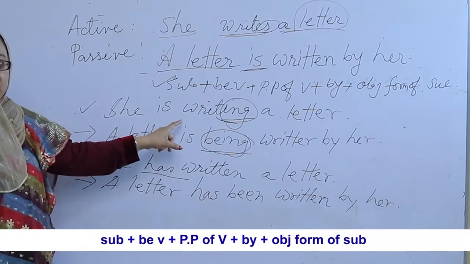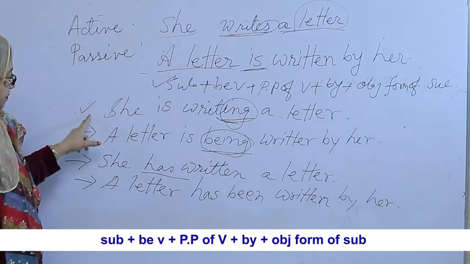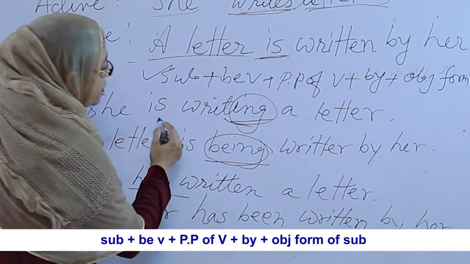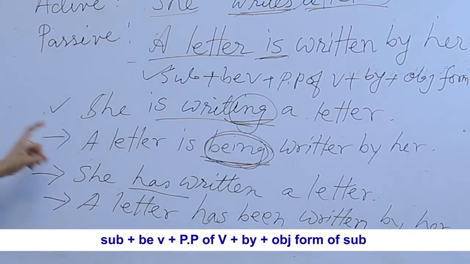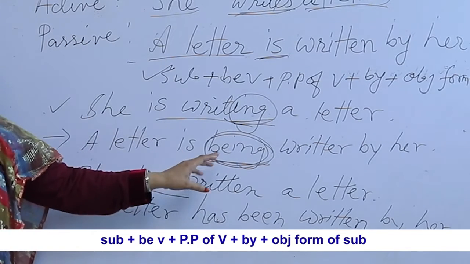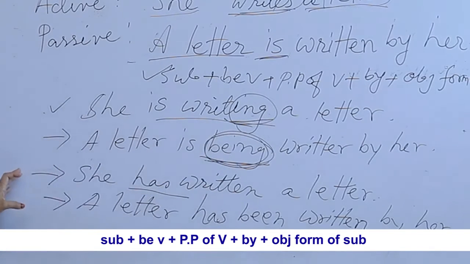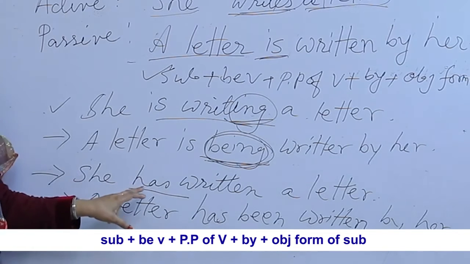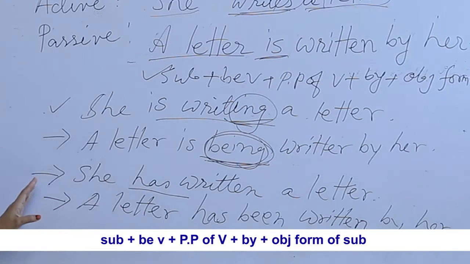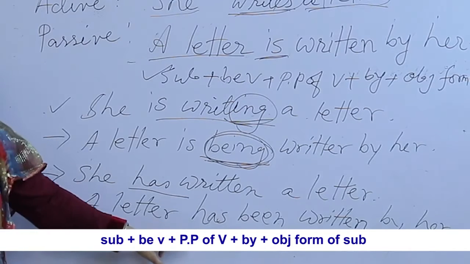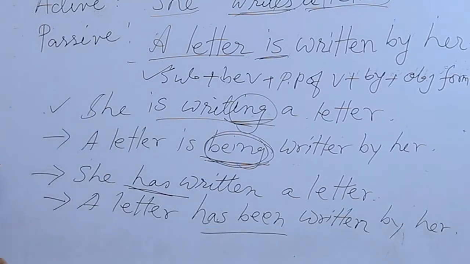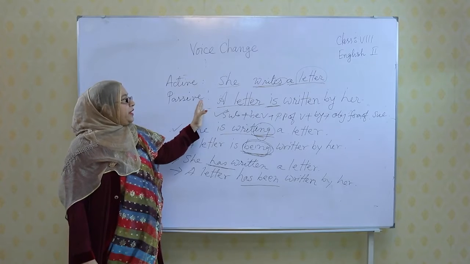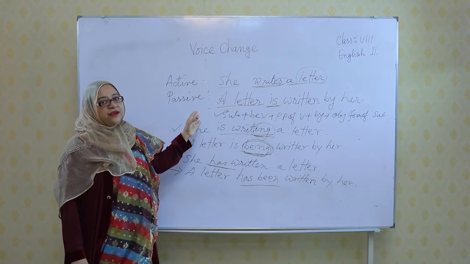Then I use the continuous form of tense. She is writing a letter. This is a continuous form. So when it is a continuous form, I use being, B-E-I-N-G, being. A letter is being written by her. And for the perfect form, when I turn it into passive, I use a letter has been written by her. By this rule you can change the past form of the sentences.